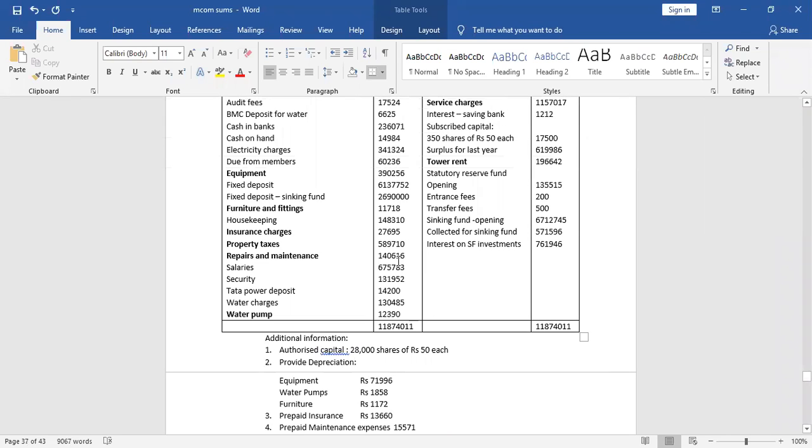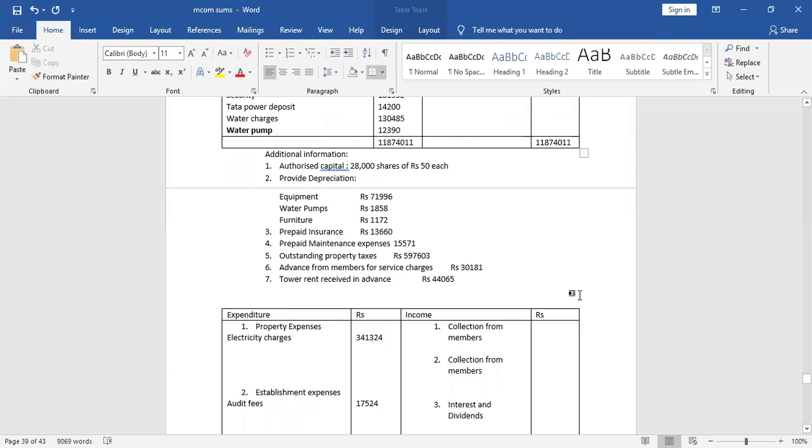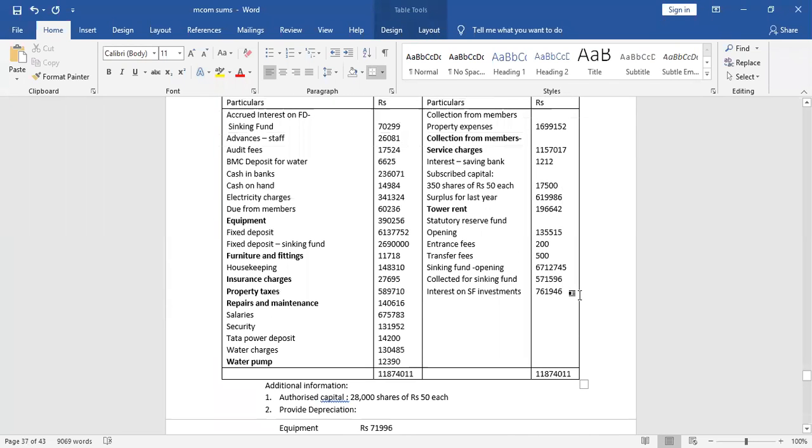Now what is the next one? Equipment, fixed asset. There is an adjustment, 3,90,256. So I will write equipment in the middle column because the adjustment is also there. 3,90,256 is equipment.